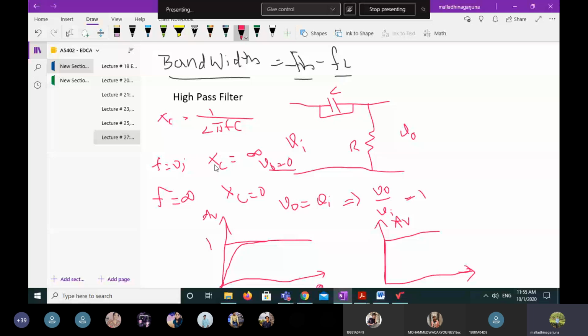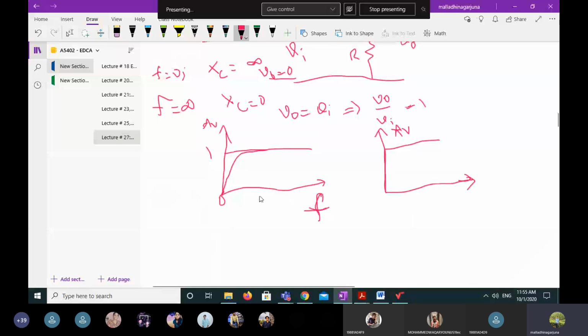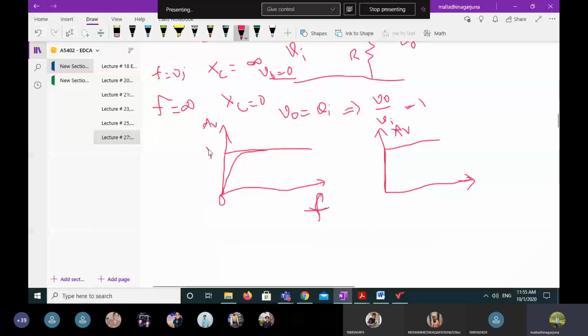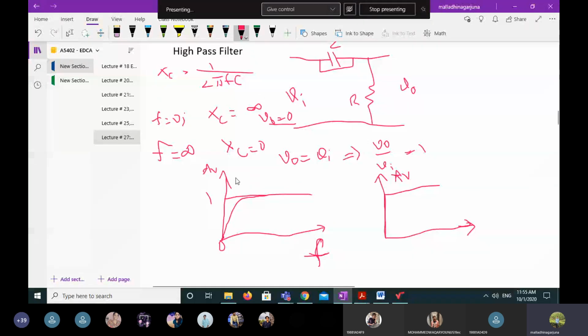So the explanation is this. If we take f equal to 0 and f equal to infinity, these are the gains and the graph. From the graph we can tell that it allows only the high frequencies. This is the theory about the circuit, and now let us derive the expression for the corner frequency.